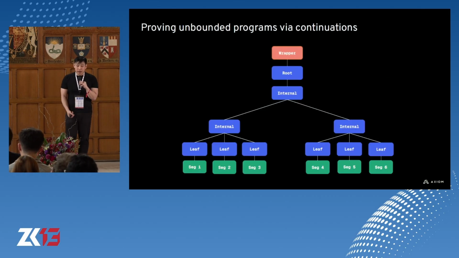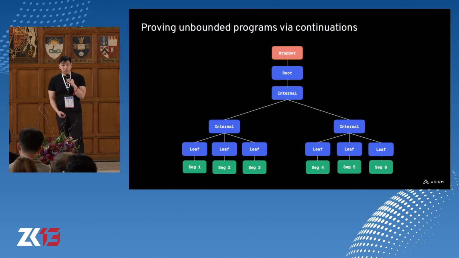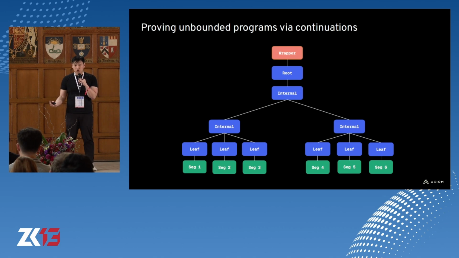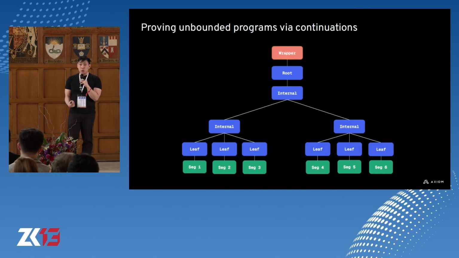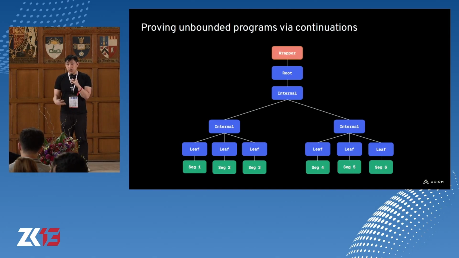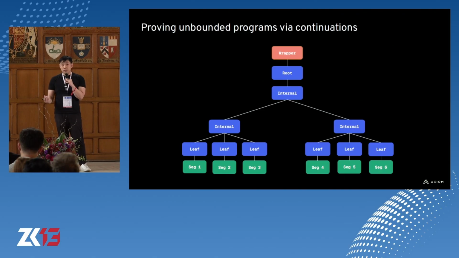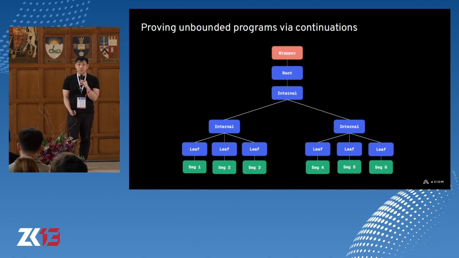And finally, we're able to handle proving unbounded programs via a continuations approach. So we separate a large execution into different segments, prove them independently, and then apply a recursion program all the way to an EVM verifiable proof. One thing to note is that we're able to flexibly and configurably change the degree of the recursion, as well as the configuration of the VM in the recursion without modifying the final verifier. All of those can be done dynamically in the recursion.